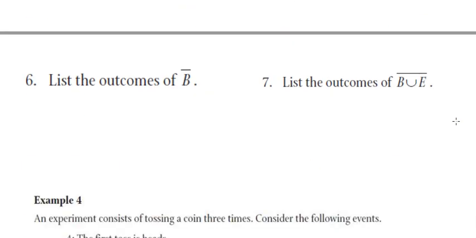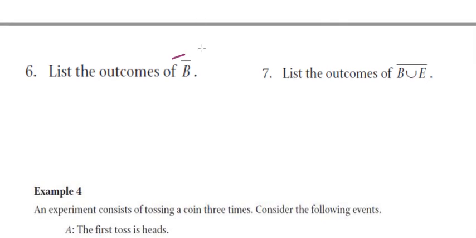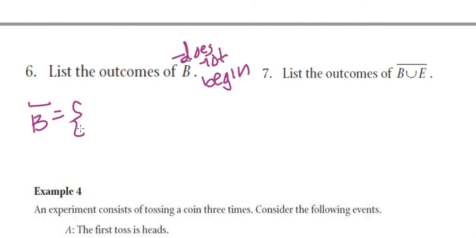Then here, this one means list the outcome of not B. So this means does not begin with a vowel. So not B here is going to be everyone except for the ones that begin. So that's going to be Brisa, Steve, and Dawn.